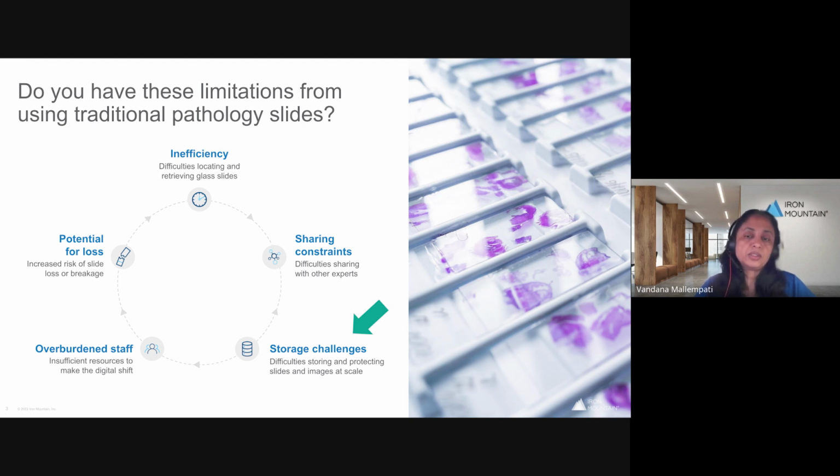Anytime our customer has to transact something physically, there is a risk of slide loss and damage due to breakage as we handle and move these slides around.